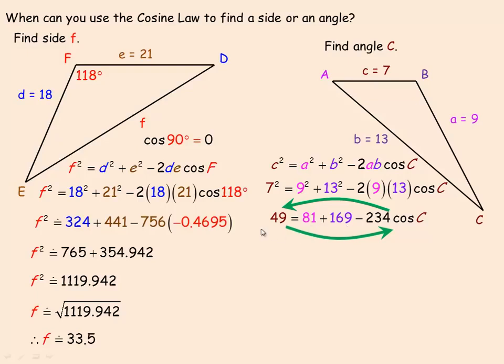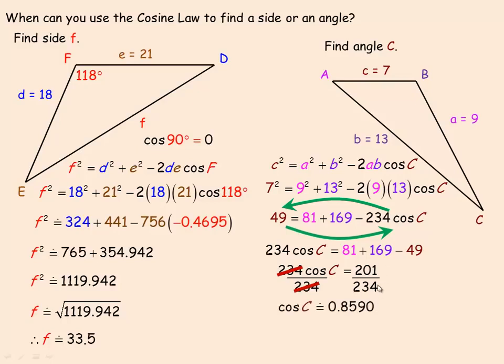So I'll get all my numbers on the right, the term that has the cos of C on the left. So the 234 cos C would be on the left, the 81 plus 169, and of course minus 49 on the right. Next thing I want to do is just go 81 plus 169 minus 49, that's 201. And then I'm trying to find what angle C is, so I would divide out the 234. So the cos of C equals 201 over 234. And so I would divide that in my calculator to get approximately 0.8590. And I want to find what angle C is, so I would take the inverse cosine of this, which works out to be about 31 degrees.